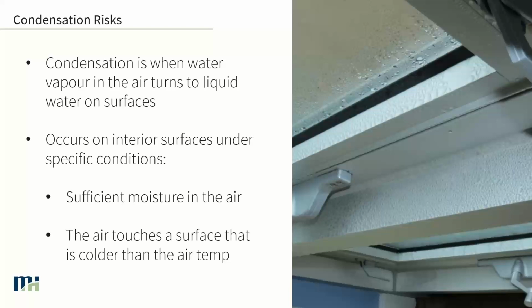So condensation, very simply, is when water vapor in the air turns into actual liquid water, and when that appears on different interior surfaces. That can occur under specific conditions, and what you need to have for that to happen is a fairly high degree of moisture in the air, coupled with a cold surface that's colder than the air temperature that something can condense on.